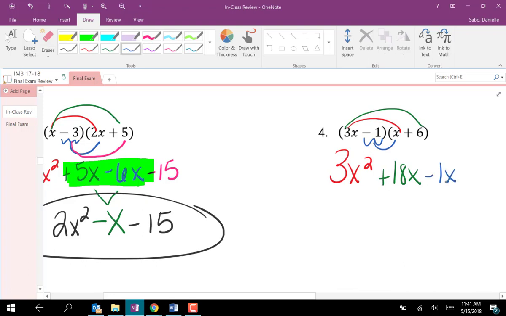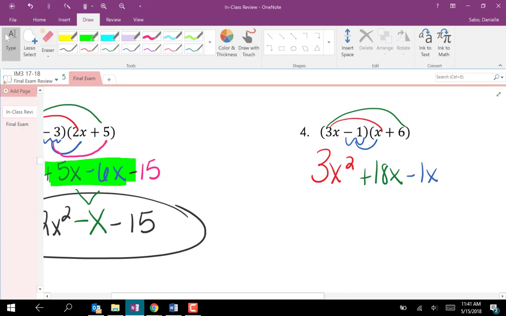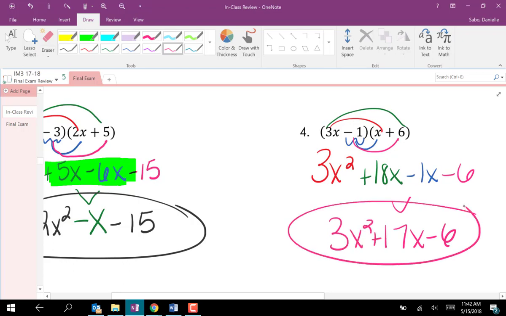Wait, what part were you confused on, Abby? I meant positive, and 6 is positive, so they can both be positive. Then here I have a minus 6. When I combine these two, I do get 17x. So good job for those that completed that correctly.